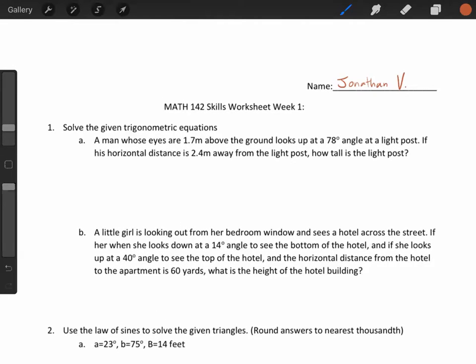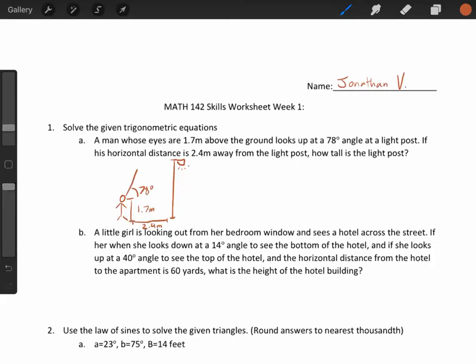So let's look at this first problem. A man whose eyes are 1.7 meters above the ground looks up at a 78-degree angle at a light post. If the horizontal distance is 2.4 meters, how tall is the lamp post?